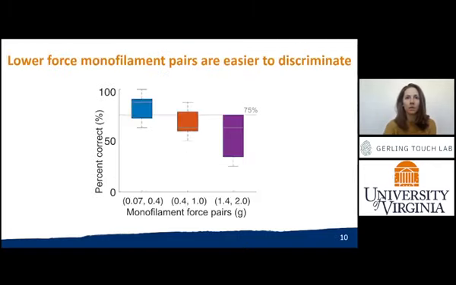We also evaluated psychophysical discrimination thresholds with 3 monofilament pairs. Our results show that participants could discriminate only the smallest pair at levels of 75% correct. A decline in discriminability was observed with higher monofilament force.